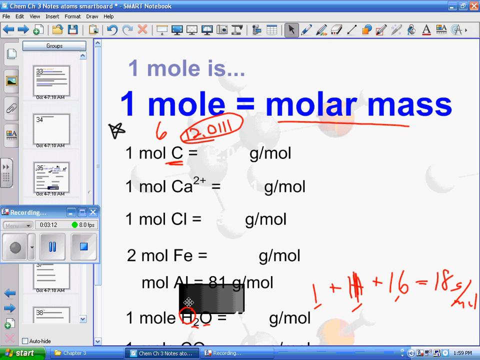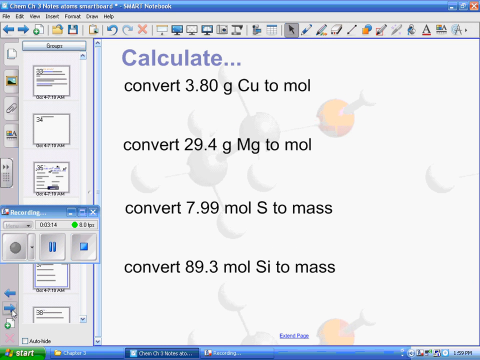As we move on, let's convert some of these things. Here I have 3.8 grams of copper, and I want to convert that to moles. So let me write 3.80 grams of copper. I'm going to draw a dot line. Whatever I have here has to match down here. I do that so I can eventually cancel them out. And then what I want to convert to, which is moles, always goes on top.